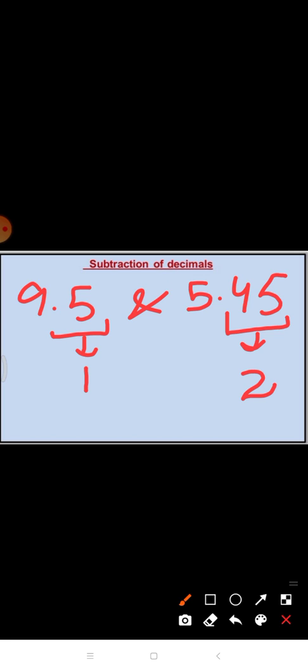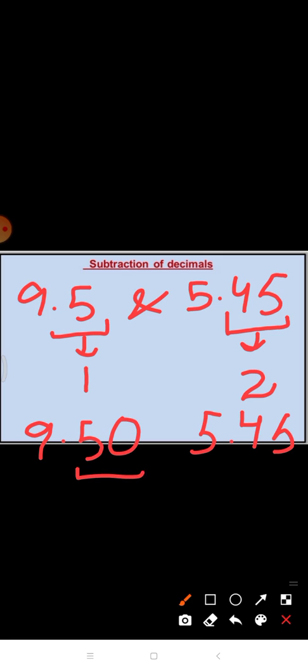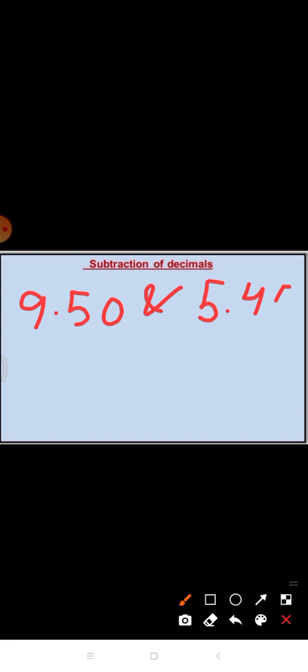How? By adding zeros. So 9.5 becomes 9.50 and 5.45 will remain as it is. Now both the decimal numbers have equal number of decimal places. Let's rewrite these like decimals now. So here we have 9.50 and 5.45. Now students, step 2 is write the decimal numbers according to their decimal places.